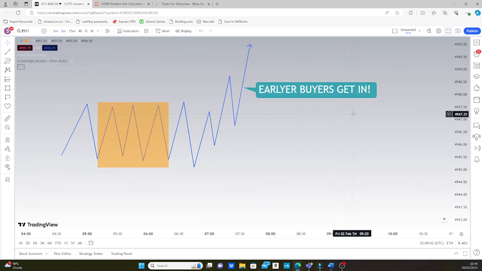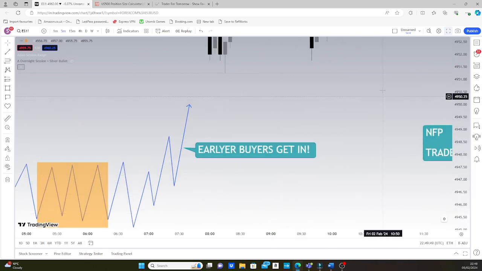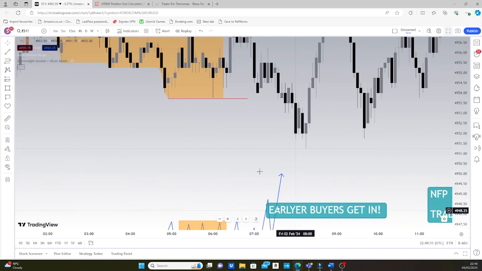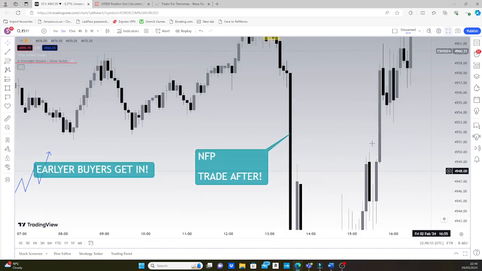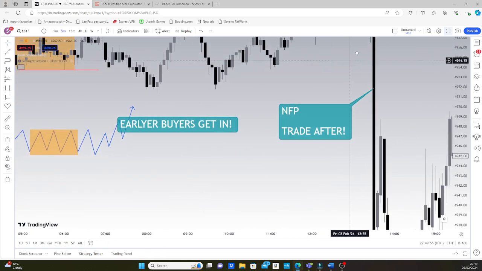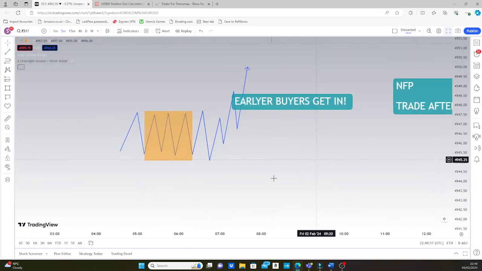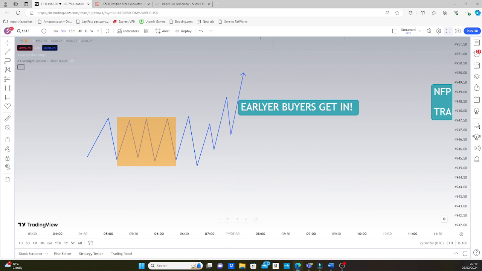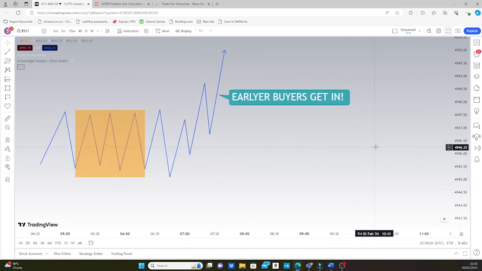Now, our job is to understand that and be aware. And there's a few things you can do to avoid that. Now, this was a Friday, so of course we had NFP, first Friday of February 2024. So we had a very large move to the downside. So already your way of avoiding this is to wait for high impact news. You want to trade after high impact news, right?